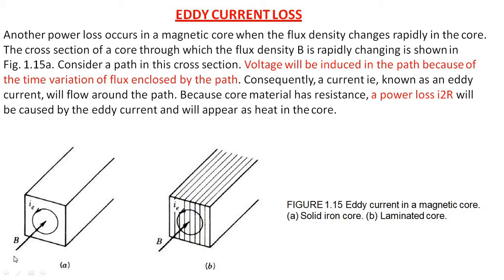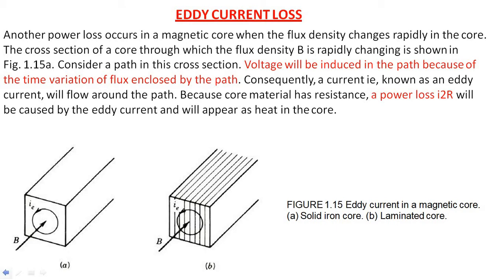Consider a path in the cross section. Voltage will be induced in the path because of the time variation of flux enclosed by the path. Consequently, a current known as eddy current will flow around the path because the core material has resistance. A power loss I squared R will be caused by the eddy current and will appear as heat in the core. Eddy current in a magnetic core.